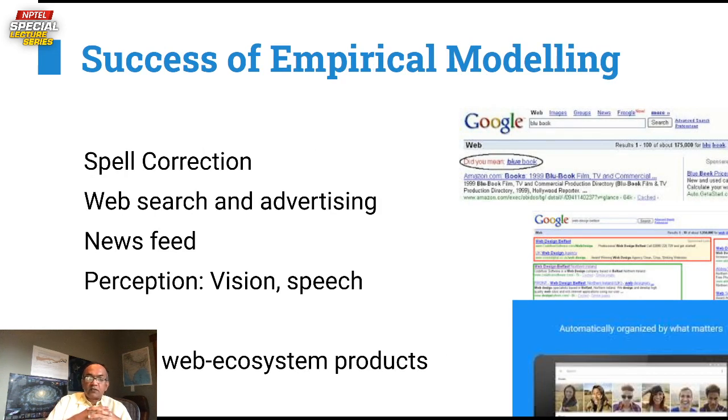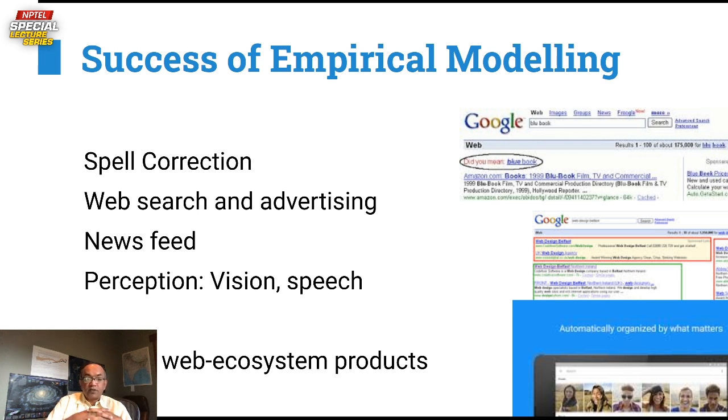The first "oh wow" example of this was Google spell correction, where there is no dictionary underlying the Google spelling system. It just looks at lots of common occurrences of words. It has a very simple idea of which keys are next to each other on the keyboard, and then it builds the model out.